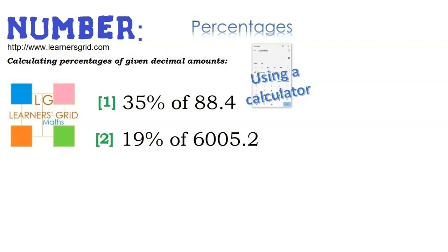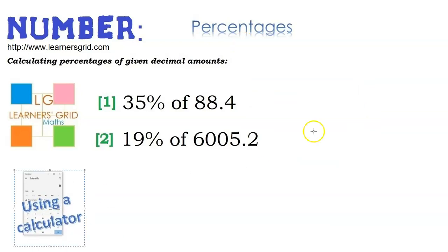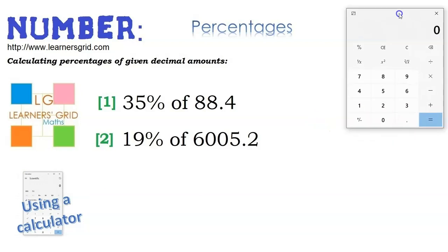So we're going to look at calculating the percentage of a given decimal amount. And because we're able to use our calculators, great, it makes the whole thing so much easier. Okay, so before I go too much further, just remember that the word "of" really means to multiply. So we're multiplying here. Now if we bear that in mind, the whole thing becomes very simple.